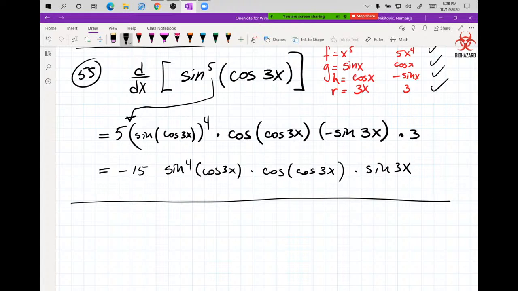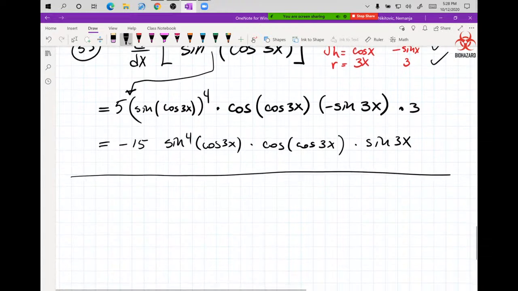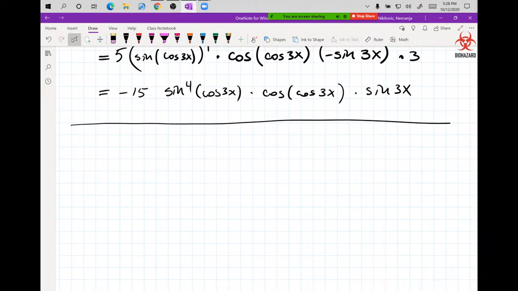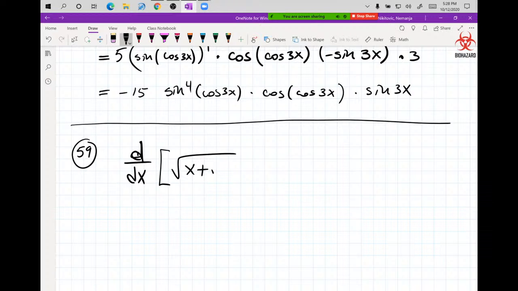So we can nest this as far as we want. Now here's a little bit of a challenge question. See if you can make your way through this. The derivative of square root of x plus square root x. This one is spicy.